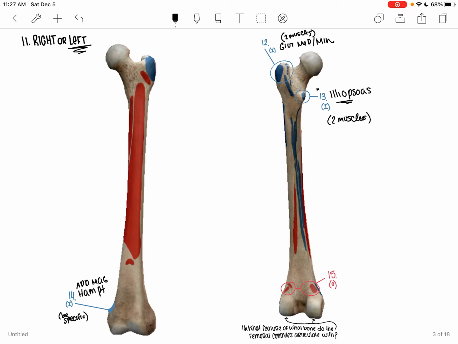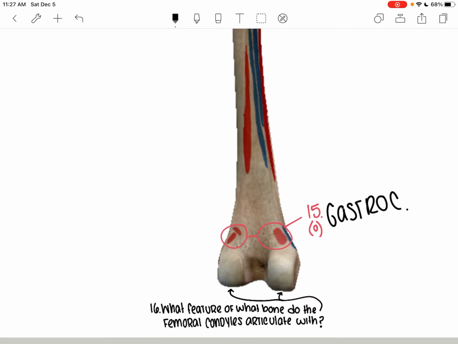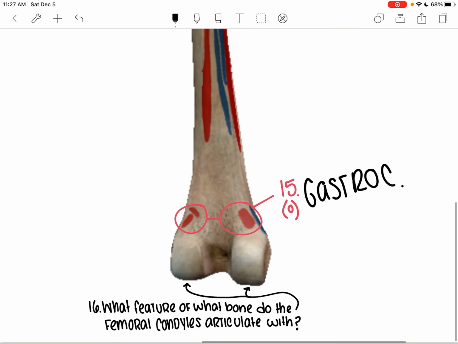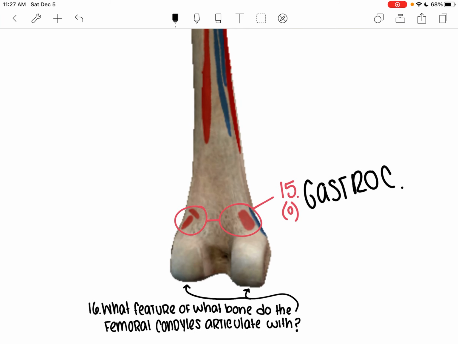And 15 is looking for a muscle that originates at these 2 points. That's going to be the gastrocnemius. And lastly, sorry, this question is a little small. Number 16, what feature of what bone do the femoral condyles articulate with? That's going to be the tibial plateaus.